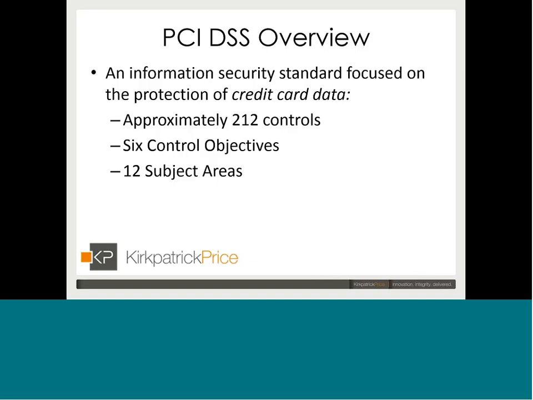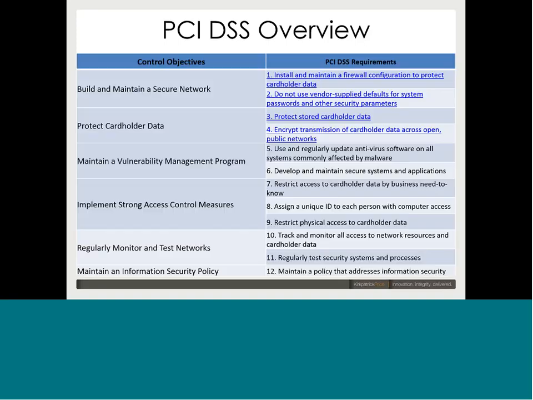Now, here we have a chart that shows the 6 control objectives and the corresponding requirements that go along with that. You'll notice that we have already covered requirements 1 through 4, and today we're going to investigate requirements 5 and 6, which are under the objective of maintaining a vulnerability management program.